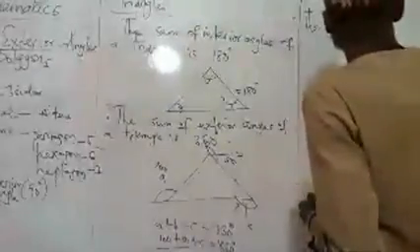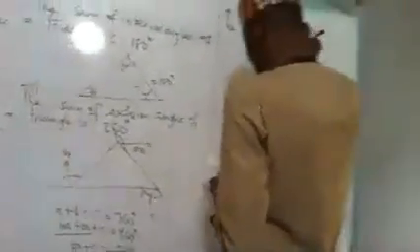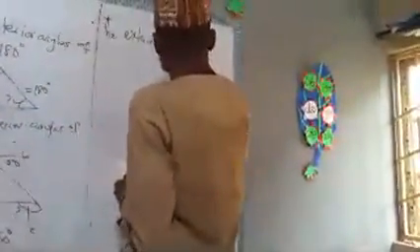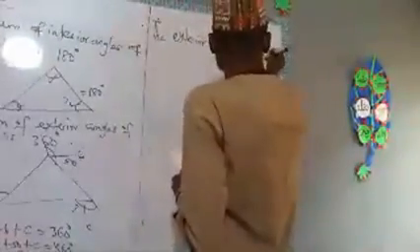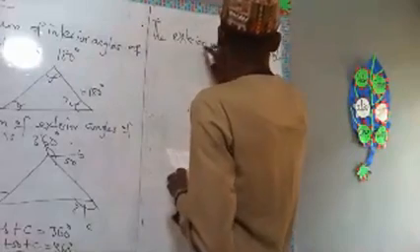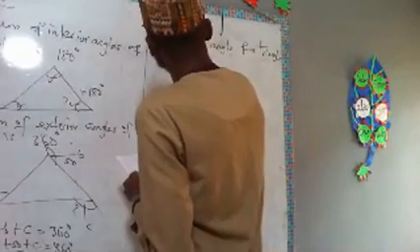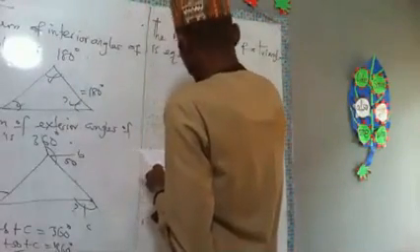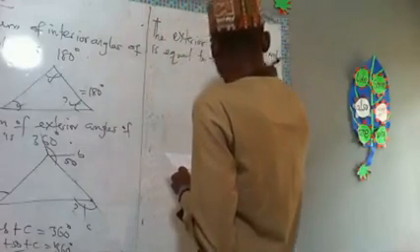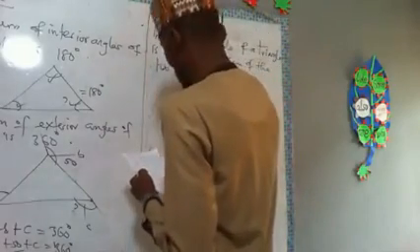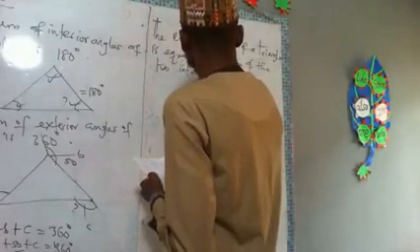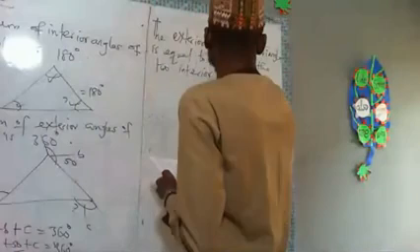So let's take the third theorem. The exterior angle of a triangle is equal to the sum of the two interior opposite angles.